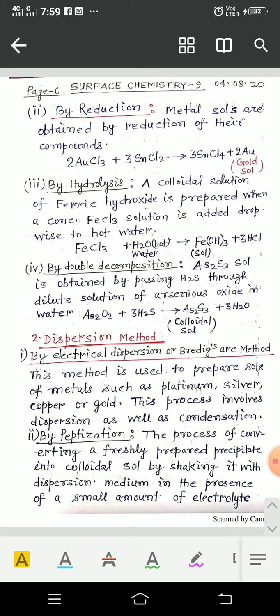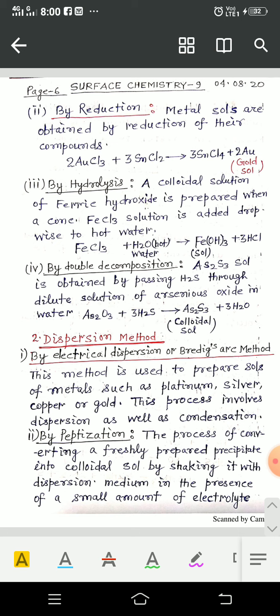Now, dispersion method. So, by electrical dispersion or Bredig's arc method. This is about the preparation of lyophobic colloids by dispersion method. Now, the last is peptization. The process of converting a freshly prepared precipitate into colloidal sol by shaking it with dispersion medium in the presence of a small amount of electrolyte. Means when we convert a precipitate into colloidal solution with the help of a very small amount of electrolyte, then it is known as peptization.